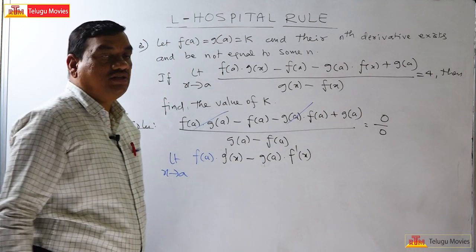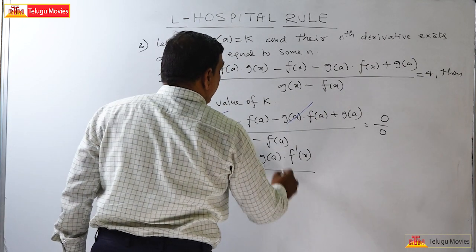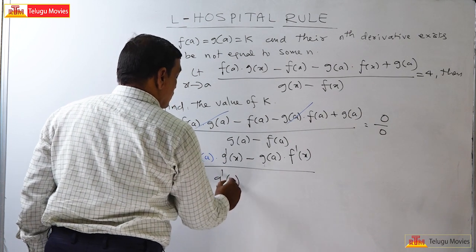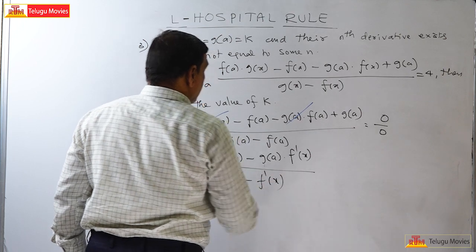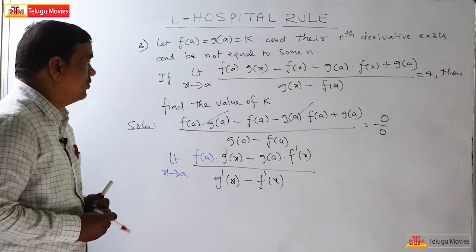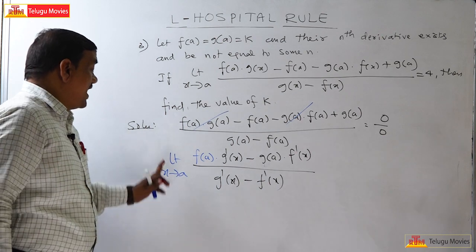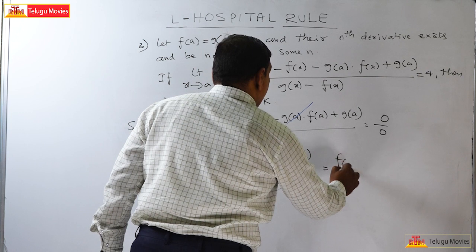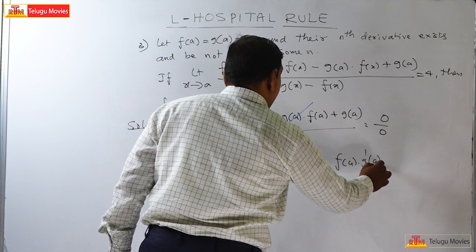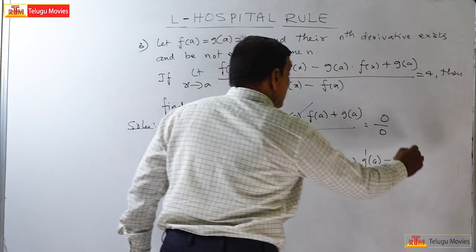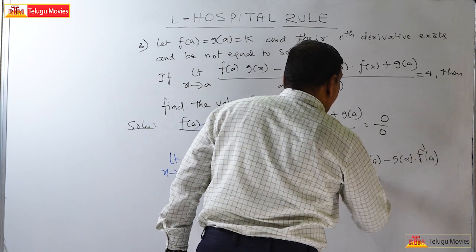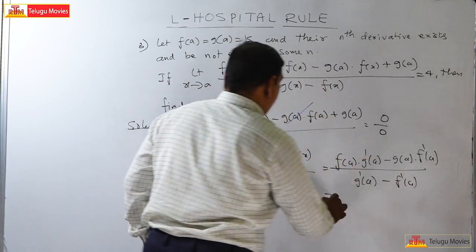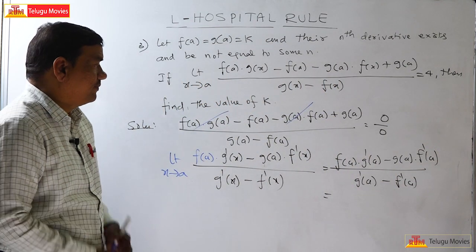The derivative of g is g dash of x, and the denominator becomes g dash of x minus f dash of x. So we have found everything. Everything is very clear. Now, as x approaches a, substitute x is equal to a. Let us see what happens. So f of a into g dash of a minus g of a into f dash of a, whole divided by g dash of a minus f dash of a. Wherever x is there, I have substituted.